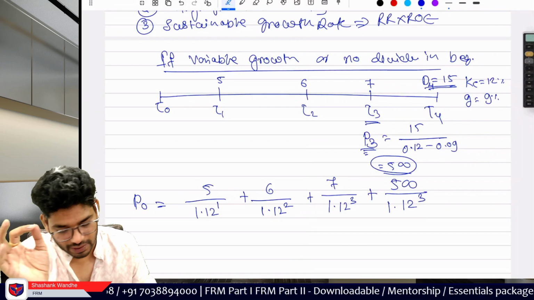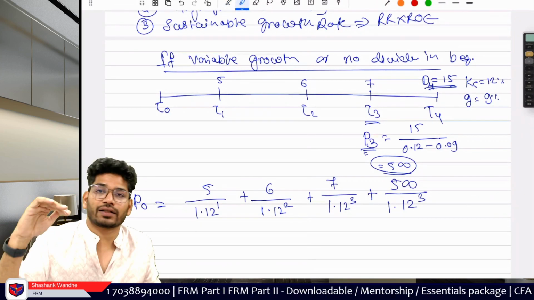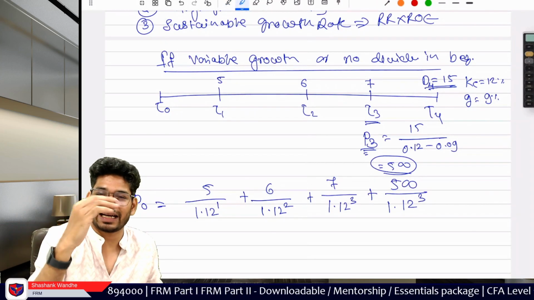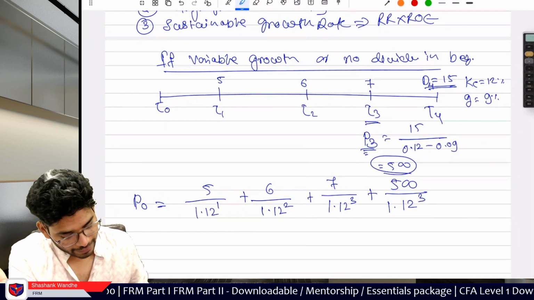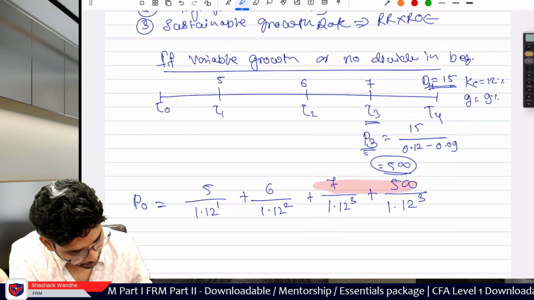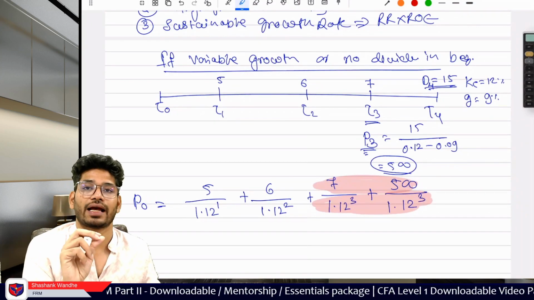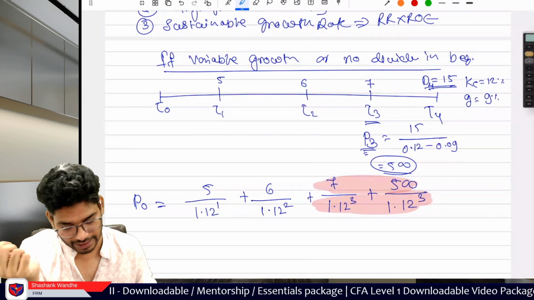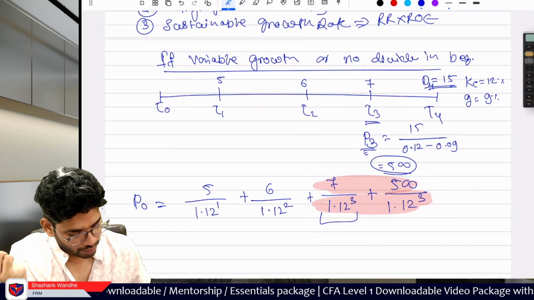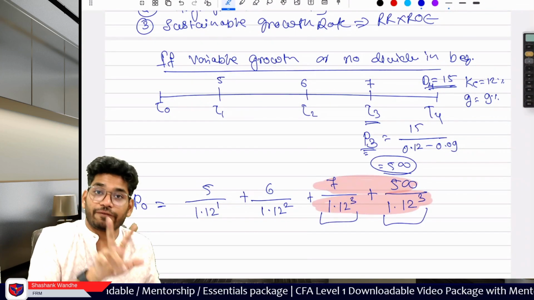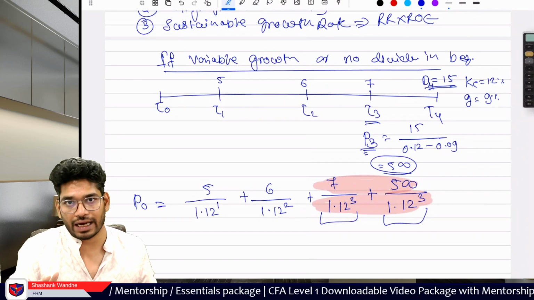For the exam, always remember this. If this is a situation where the dividend is variable, so it is increasing and then suddenly there is a stable dividend, then for the last two values, the discount rate should be exactly the same. The discount factor should be the same. So see this, to the power 3, to the power 3. If this is happening, then you are doing the right calculation.